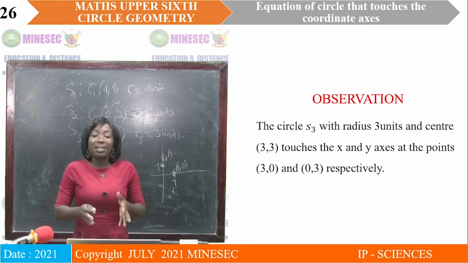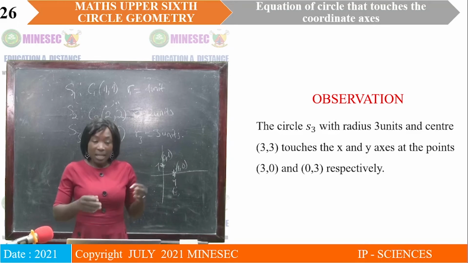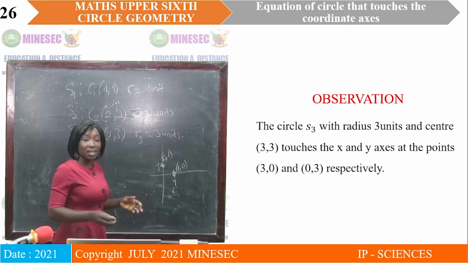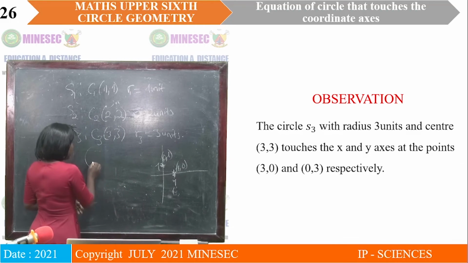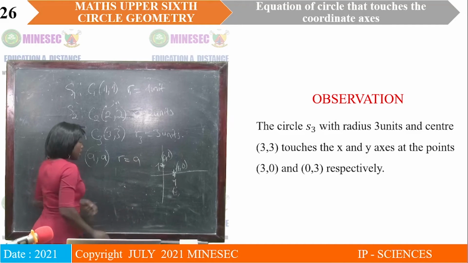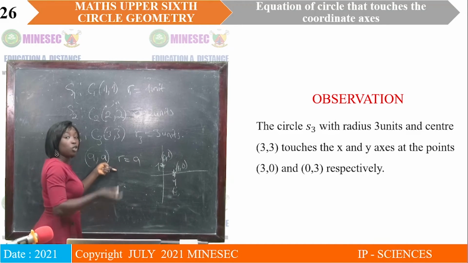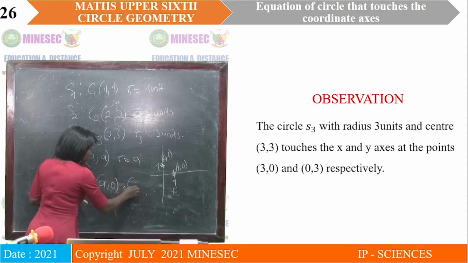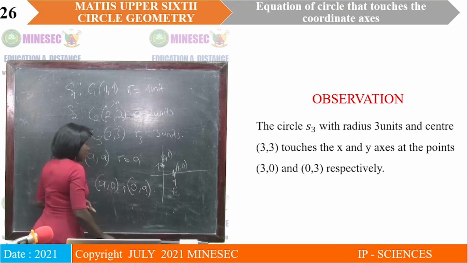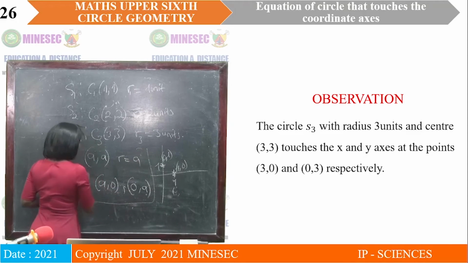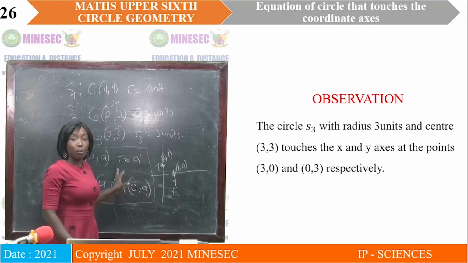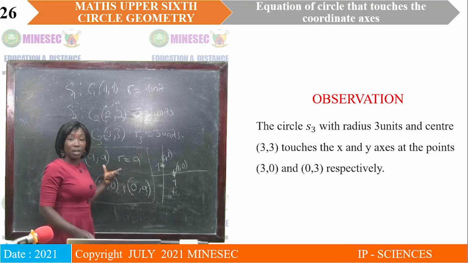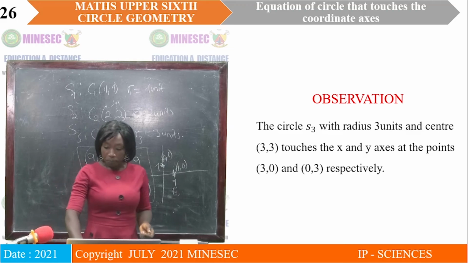There is already a pattern that is being followed here. The pattern is: if you have a center (a, a) and radius a, then that circle will touch the axes at the points (a, 0) and (0, a). This is the pattern that is being obtained, as a summary.